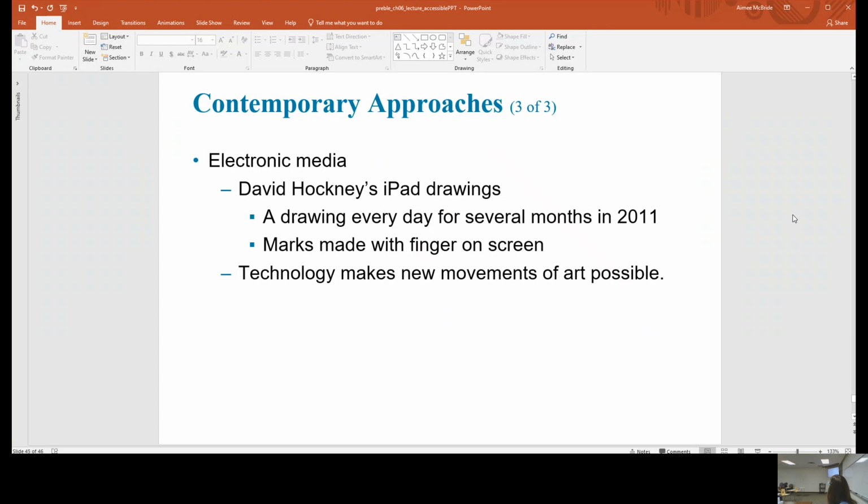And some more examples of how drawing has evolved today. We're going to look at iPad drawings. So digital drawings are quite a new trend. There's tons of different apps and software that you can buy and download to draw on devices and practice drawing on devices.